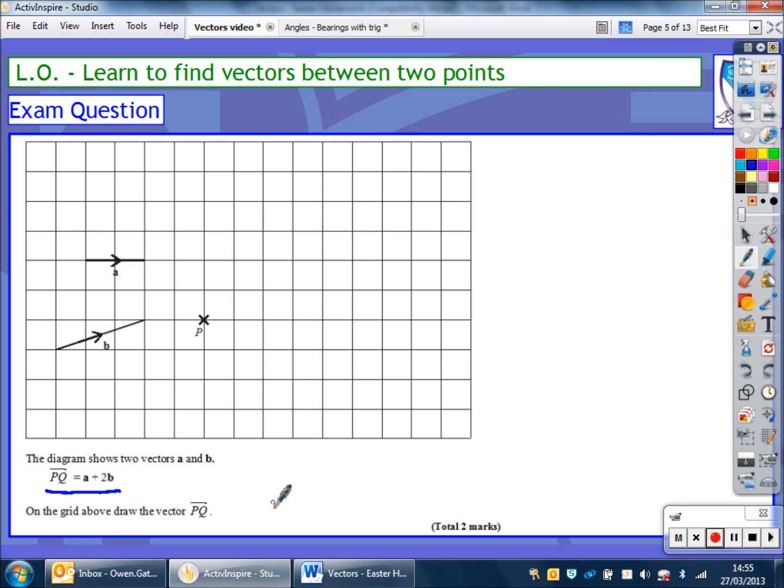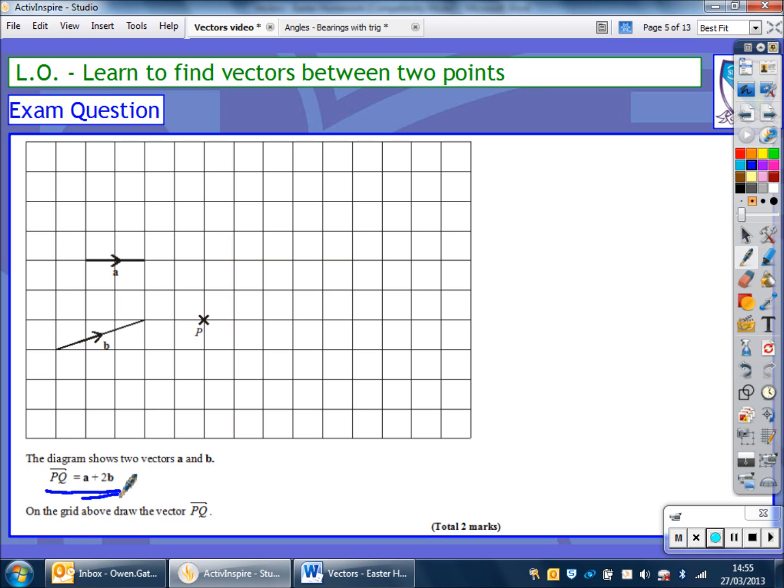to show that the vector PQ is equal to A plus 2B. So there's another point Q somewhere, and the line that joins P with Q is going to have the vector A plus 2B.